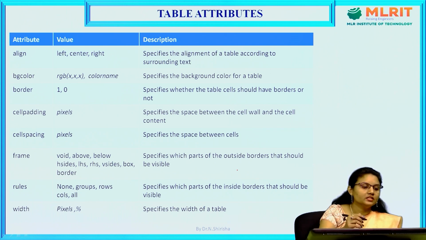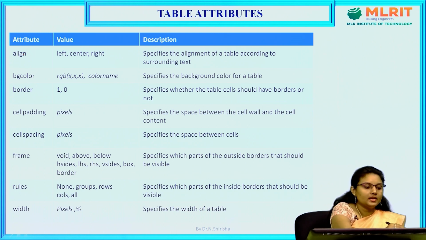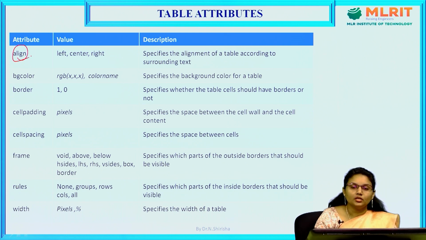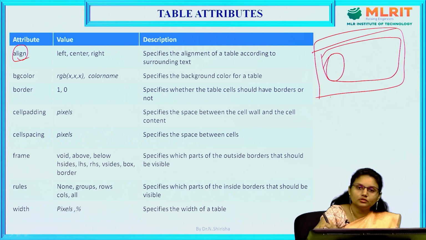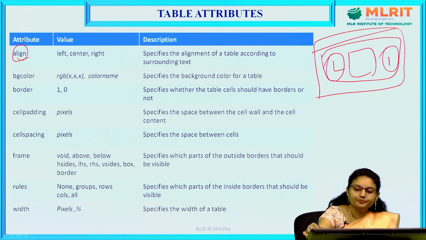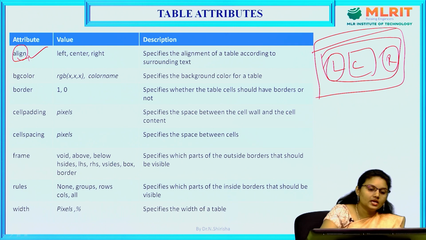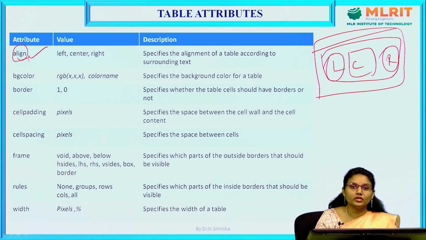What are they? The first thing is align. Align is nothing but to align left, center or right. If you have a complete screen, this is where we see the output, the browser window. When you have a title bar, this is the body part of your browser. Where you want the table, suppose on the right side, on the left, or in the middle, center. This sort of alignment can be done using the align attribute. It specifies the alignment of a table according to the surrounding text.